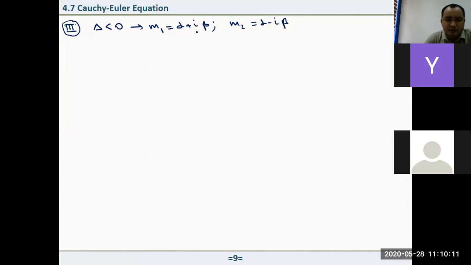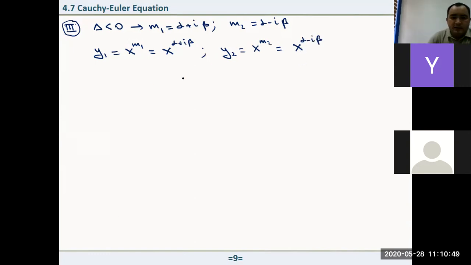And you can just write this in terms of A, B, and C, right? Because we know what is delta, you know what is alpha here. Anyway, so if the roots are complex, then we will have these roots, right? So what will be the solutions then? Here, this y sub 1 will be x to the power m sub 1, which is equal to x to the power alpha plus i beta. y sub 2 will be x to the power m sub 2, which is equal to x to the power alpha minus i beta.